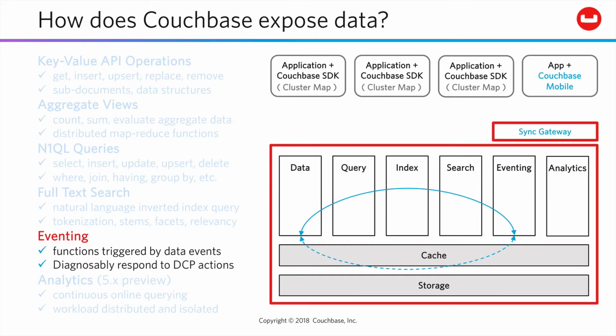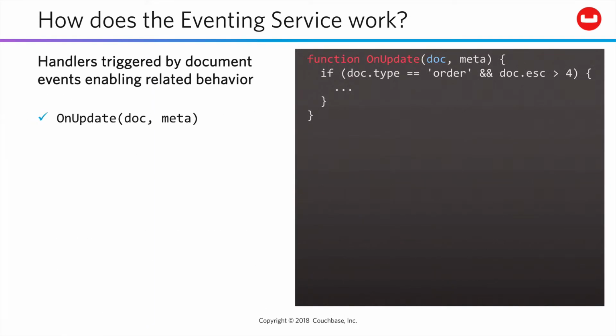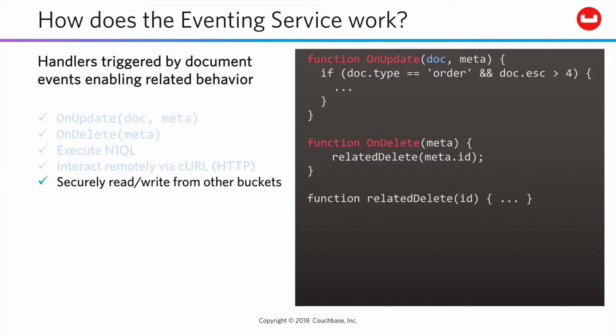The eventing service allows you to implement event-driven mutations anytime a document is updated or deleted, with no need for middleware. The eventing service allows you to write handlers expressing business rules and other behaviors related to mutations or deletions of individual documents. You can execute Nickel queries with these handlers, securely interact with remote systems via HTTP, securely read or write from other buckets, and much more.